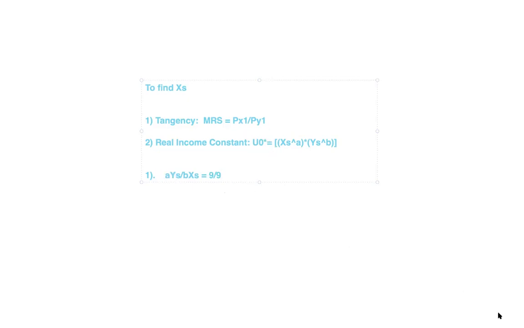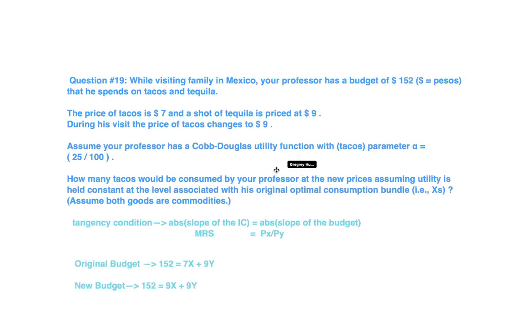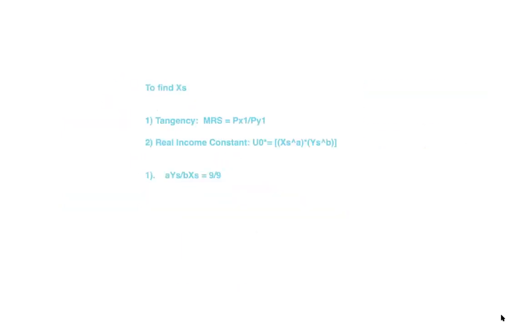Our alpha in this case is 0.25. That makes this a really nice example, because now I can put in 0.25 over 0.75. Hopefully, is there anybody that has any questions about what I've just done? I'm trying to be explicit with parentheses.